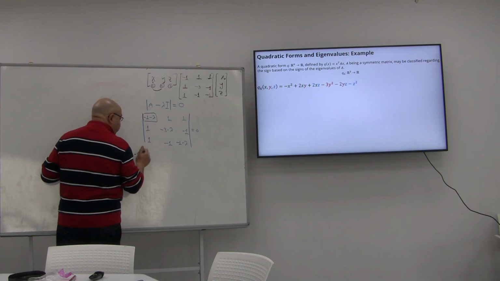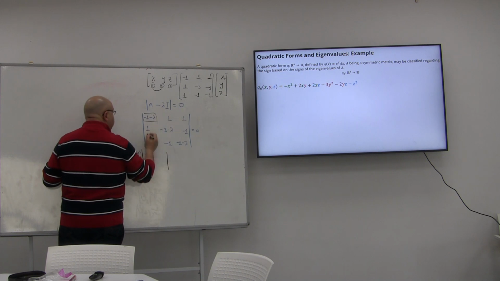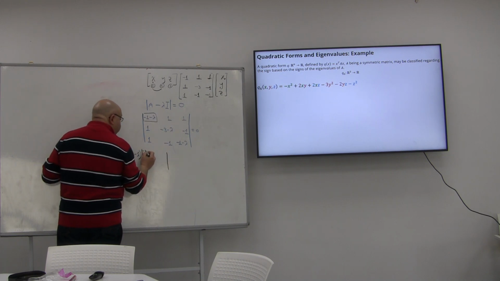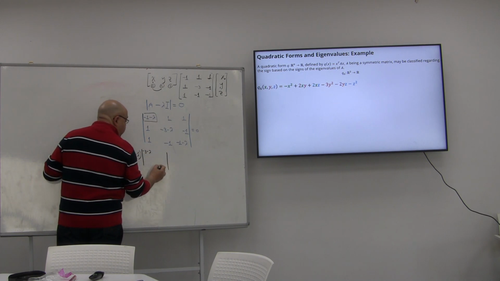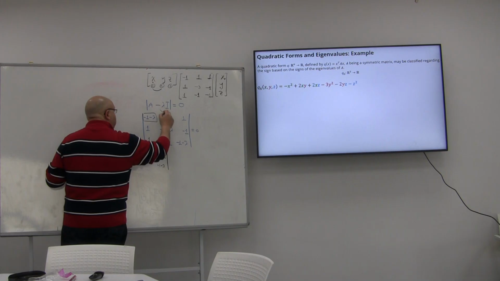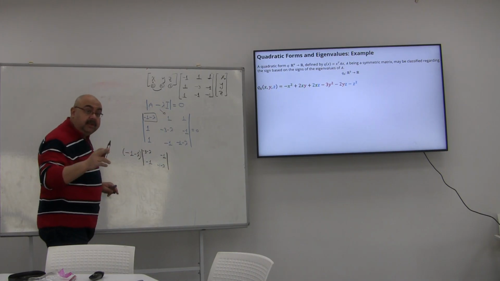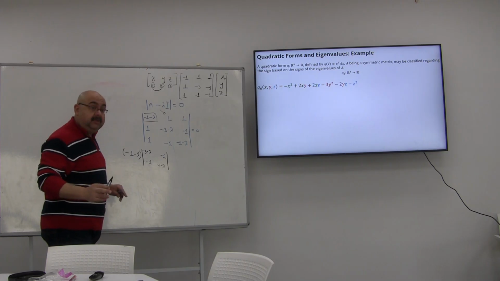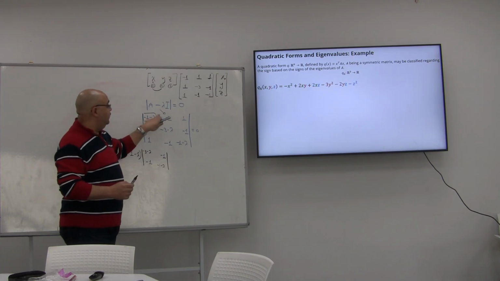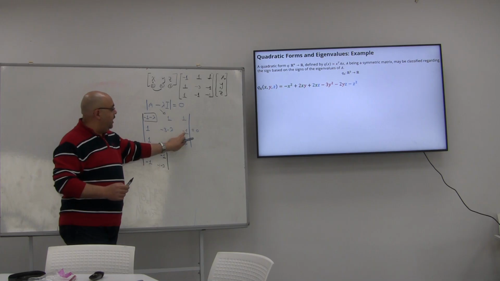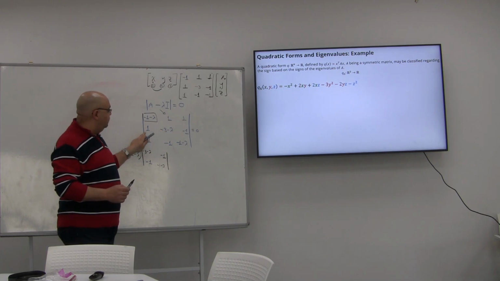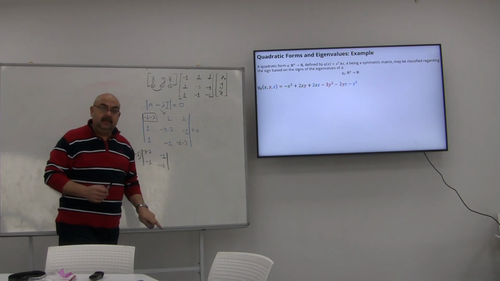Okay, let me write the determinant step by step. So the determinant, once you erase the row and column, will be -3 minus lambda, then -1 minus lambda. This is going to be a -1 and a -1. In a similar manner, I will go for the second number, which is positive 1. But don't forget the sign rule. Do you remember the sign rule? Positive, negative, positive, negative, positive, negative, positive, negative, and so on. Okay?